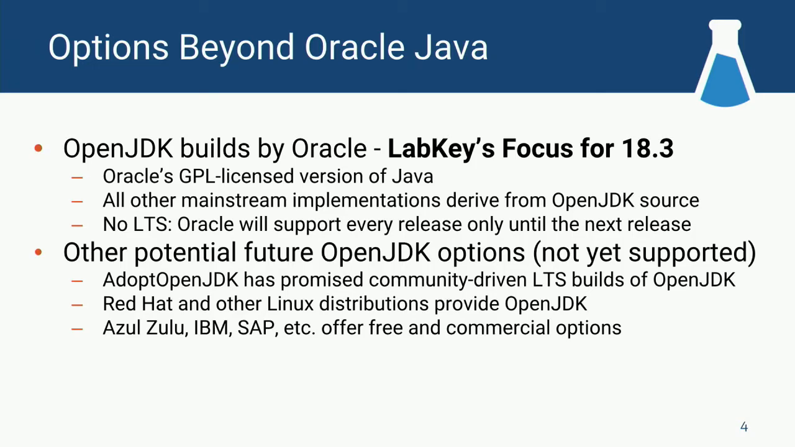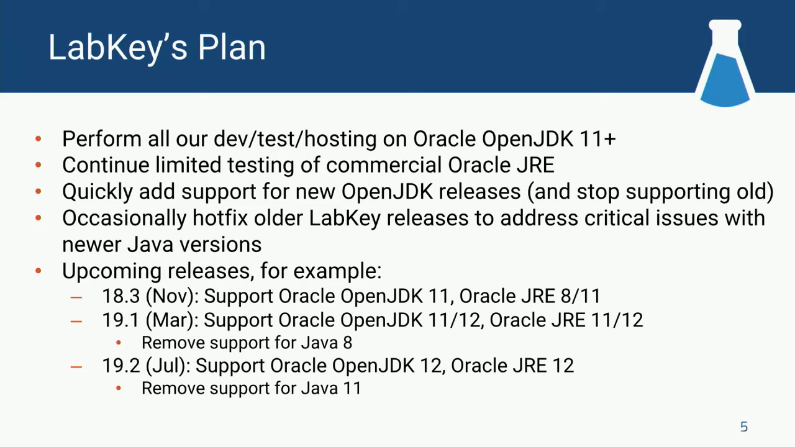So we'll see how all these pan out. IBM, SAP, and others have promised similar sorts of things. So we're going to keep our eye on these options. But really, for 18.3, we're focused on one thing, which is getting to OpenJDK 11 with the builds directly from Oracle. So to talk about our plan in a little more detail, as I said, we're performing all of our development, our testing, and our hosting on Oracle OpenJDK 11, and then 12, and then 13, et cetera.